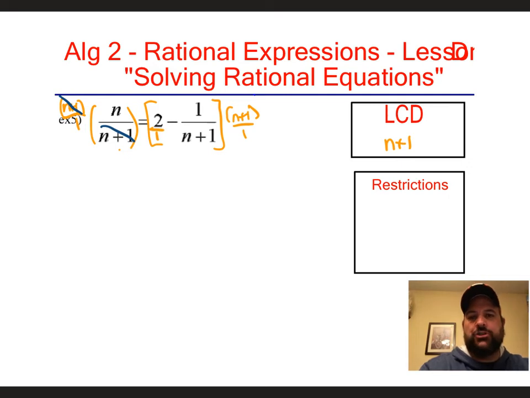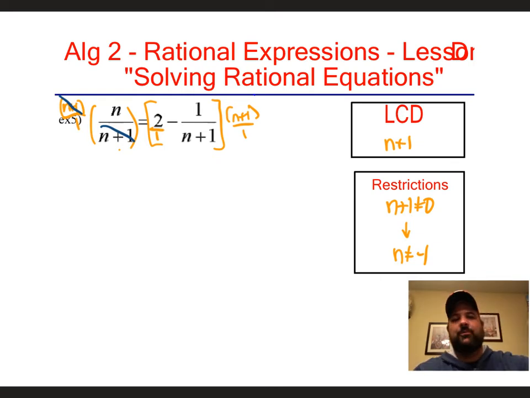Before we do, our restrictions in this case, the original denominators of n plus 1, not allowed to equal 0, which means n cannot equal negative 1. All right, so let's get back to what we were doing up here.